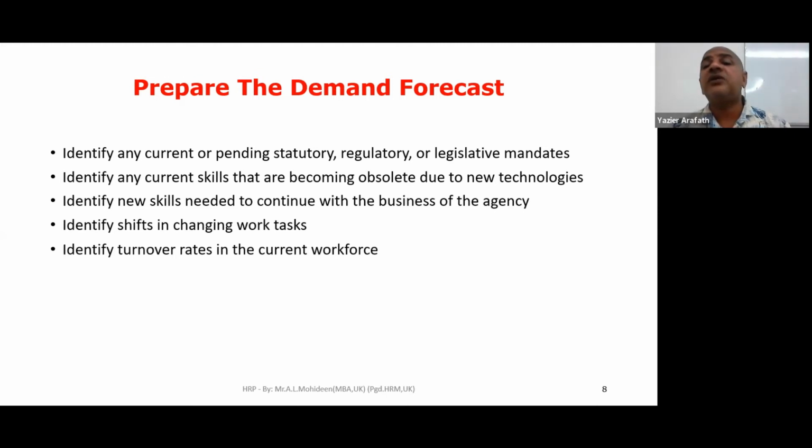Identify the new skills needed to continue with the business of the agency. If any new skills are needed for the workforce that we are going to plan, they have to be identified. And also identify shifts in changing work tasks. If tasks are shifting from one to another and there is a gap, it has to be identified. And identify the turnover rates. For example, the people who are leaving the organization, this turnover rate should be identified, and based on that, the current workforce has to be planned. So when we prepare the demand forecast, these are the areas to consider.